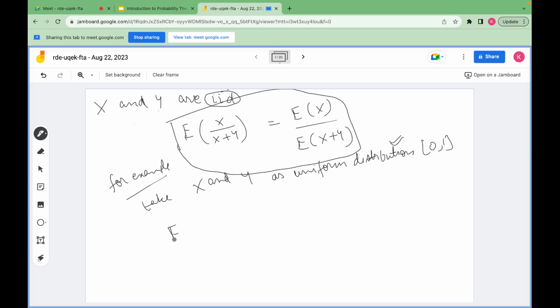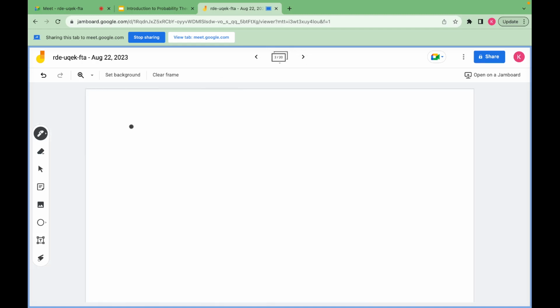The expectation of X is 1, and the expectation of X plus Y is equal to the expectation of X plus the expectation of Y, as X and Y are independent. So this will be 2. So this RHS will become 1 by 2. Now we need to calculate the LHS.